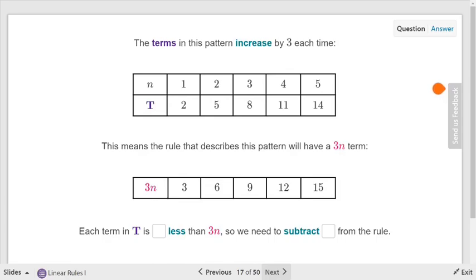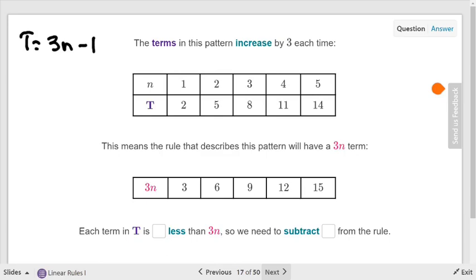Okay, so let's talk about it. Who wants to tell me what pattern y'all got? The whole rule. T equals 3n minus 1. Do you agree? Yes. Excellent.